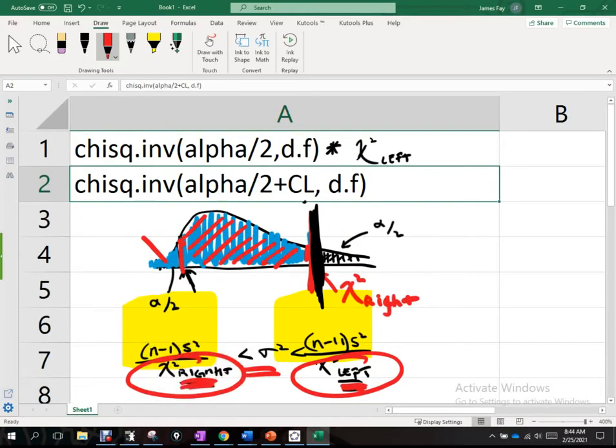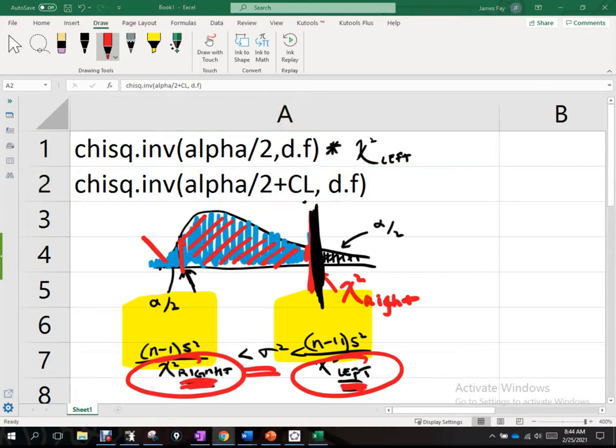gain your chi-squared left and right values. Like I said yesterday, Desmos, I've been trying to search all the commands for Desmos. They don't have a real nice page on Google that I've been able to find, or on Desmos' website, that just lists all their commands.